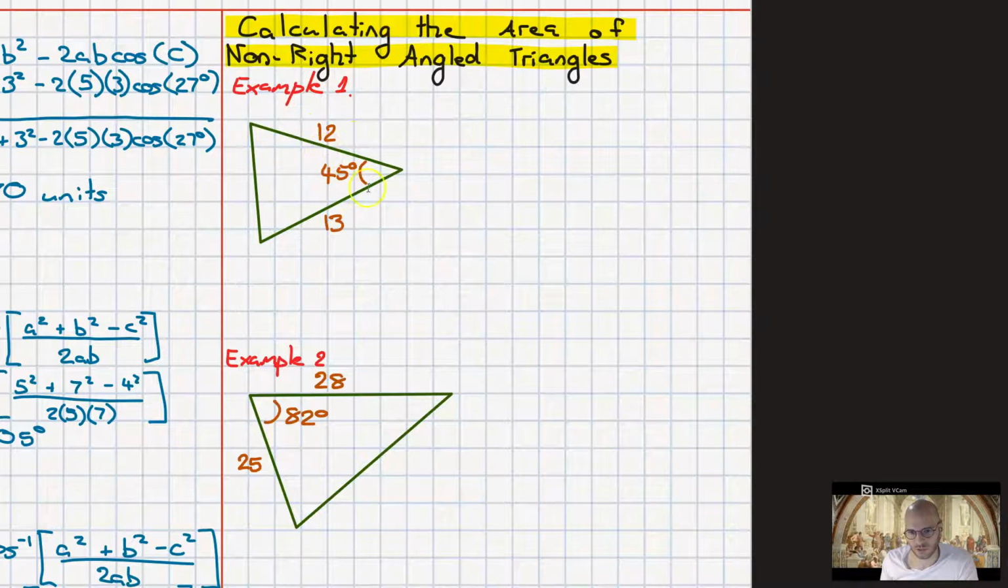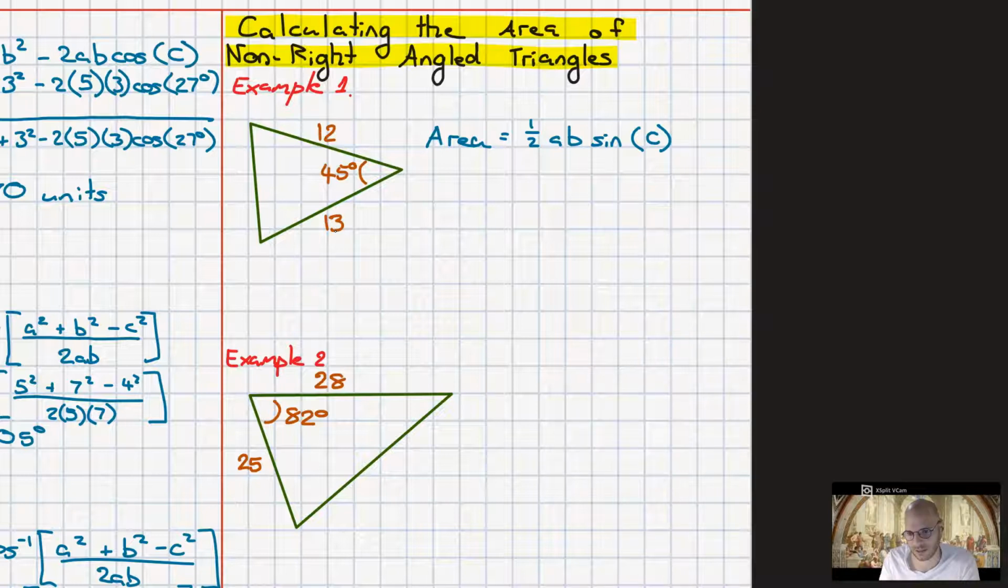Over here, I've got a non-right angled triangle. We have an angle of 45 degrees and two non-complementary side lengths of 12 and 13 respectively. What I'm going to do to commence calculating the area is, firstly, write down the rule for calculating the area. So we know that area is equal to half ab sine C.